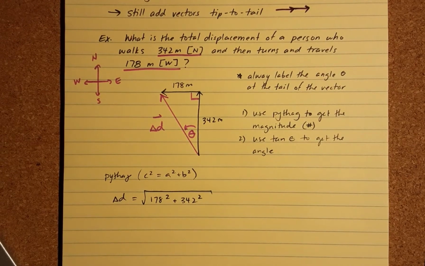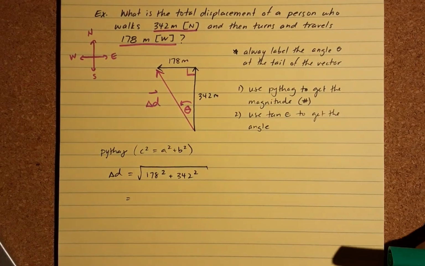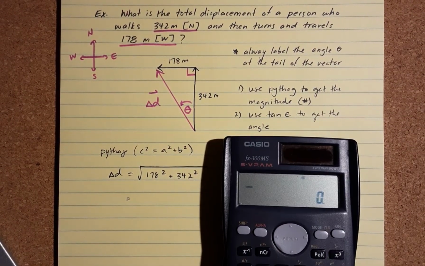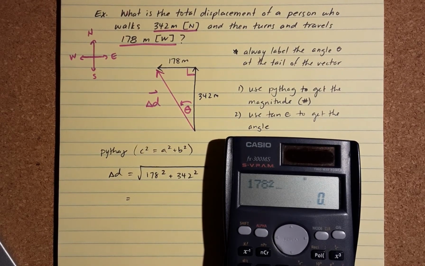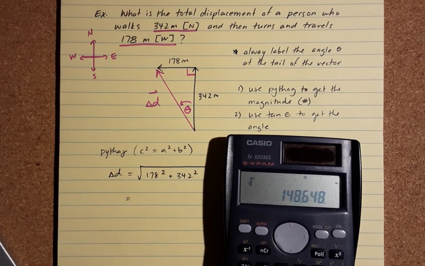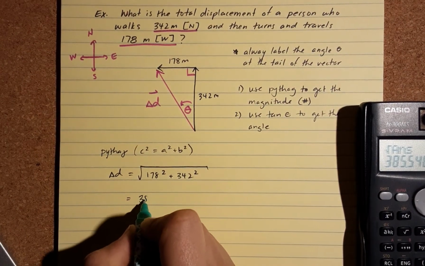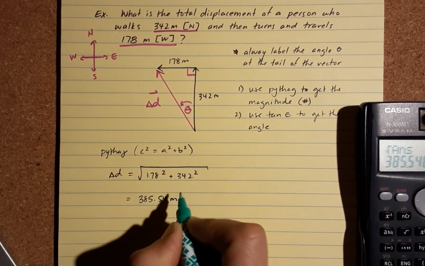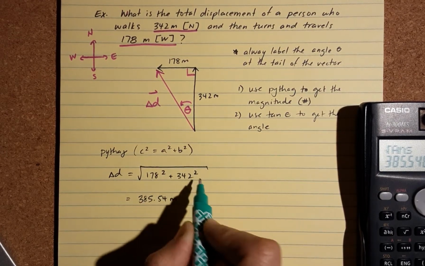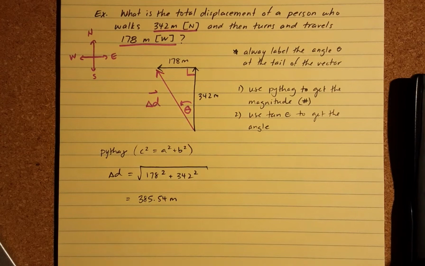But I'm solving for delta d, so I'm just going to do it all in one step because you guys are pros. I'm going to go ahead and put that in my calculator. I hit equals, I square root it, hit the answer, and I get 385.54. And that's going to be meters because this was meters squared, this was meters squared, but then I square rooted it. And I'm not going to round that yet. I'll round it when I put the two parts together. I'll put the magnitude and the angle together when I name the vector.